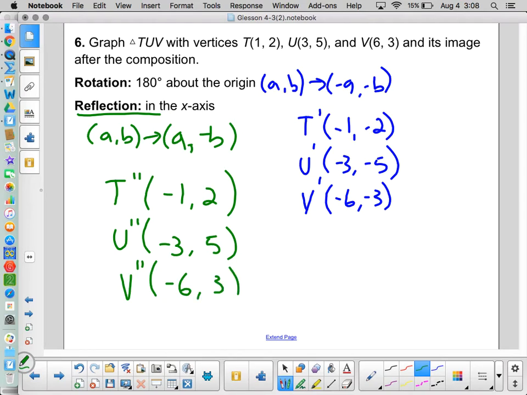The actual graphing of those points is trivial. That's something that you can certainly do in your homework. I don't think I need to demonstrate that for you and spend a lot of time. So when we have compositions of transformations, we simply do them one rule at a time and work through it.